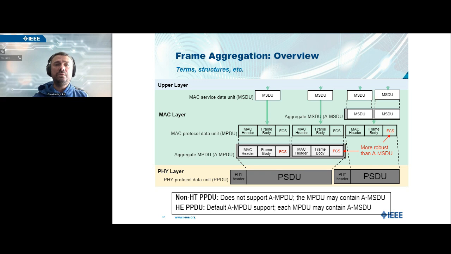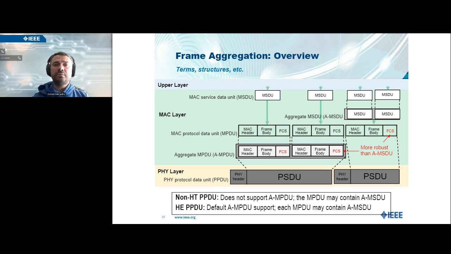And then we take several of these MPDUs and pack them together in an aggregate AMPDU. The AMPDU format allows multiple MPDUs to be carried in the same PSDU, the PHY service data unit, which in turn, with the inclusion of the PHY header, is defined as the PHY protocol data unit.